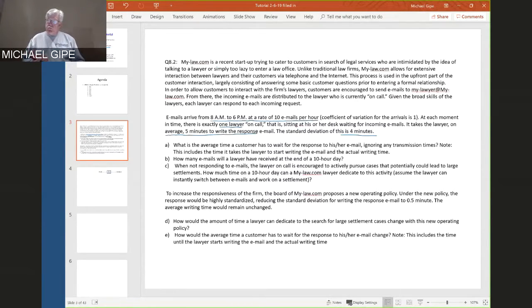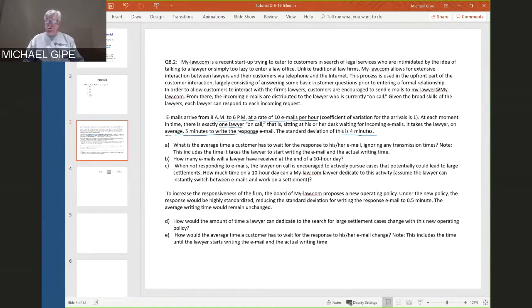And so we've got some questions. What's the average time a customer has to wait? This includes the time that the email sits in the inbox and the time that it takes the lawyer to write the email. How many emails will a lawyer have received at the end of a 10-hour day? When not responding to emails, the lawyer on call is encouraged to actively pursue cases that potentially could lead to large settlements. How much time on a 10-hour day can one of these lawyers dedicate to this activity? It's a side task that they can do when they have idle time.